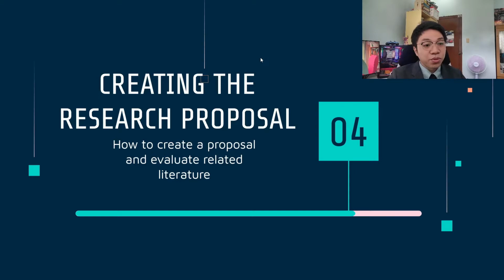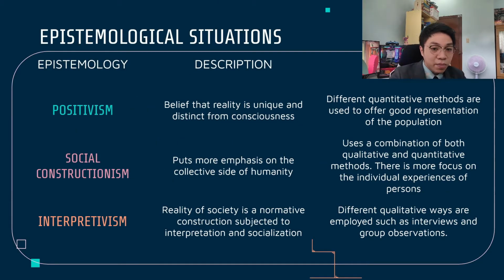So now we proceed to creating the research proposal. So how do we make the proposal and how do we evaluate the related literature? Before we start with creating the proposal, we first have to discuss the different epistemological situations that we may find ourselves in. So as a researcher, there are different lenses that we view the natural world. Through these perspectives, this can influence our view on reality, and at the same time, this can also influence how we conduct our research.